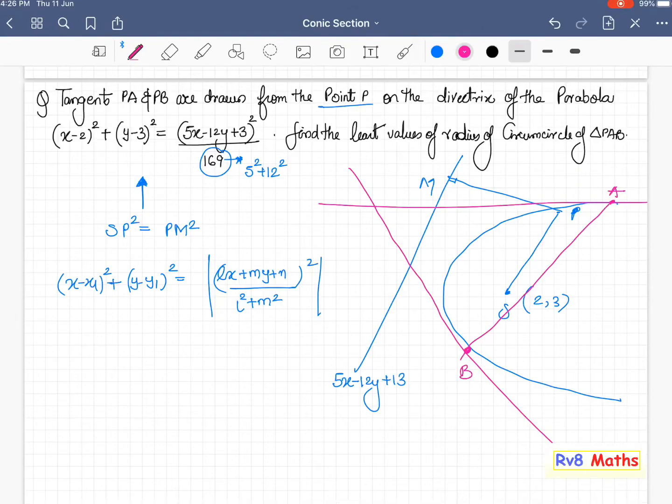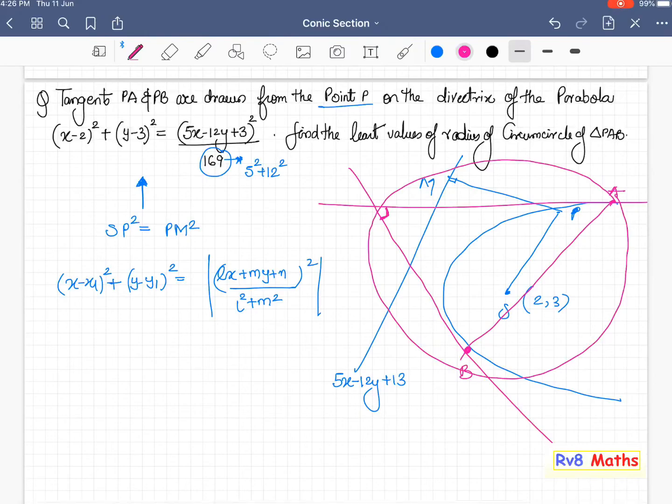So if this is a chord, the least value of the length of the chord is equal to the latus rectum, that we have seen in earlier videos. And if it is the latus rectum, it has to be a focal chord. If it is a focal chord, it will make a right angle, and that is why it will make a circle.